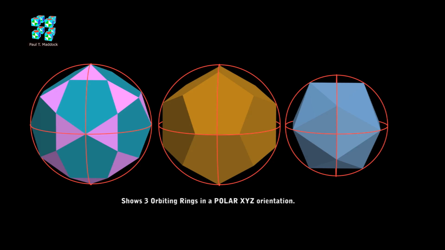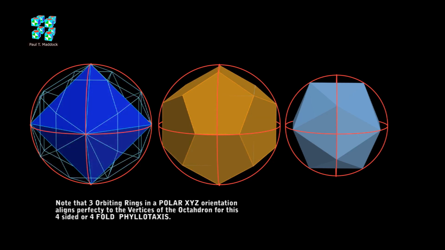Okay, first I'm going to hide the icosidodeca and show the octahedron. Now you can see that the 3 red rings are lining up perfectly to the edges of the octahedron. So basically the octahedron is the boss when it comes to 4-sided or 4-fold geometry. And don't forget there are 5 of these octahedrons in the geometry of the icosidodeca.